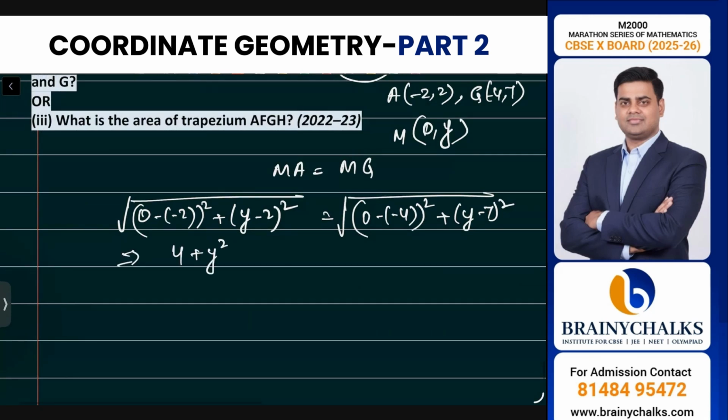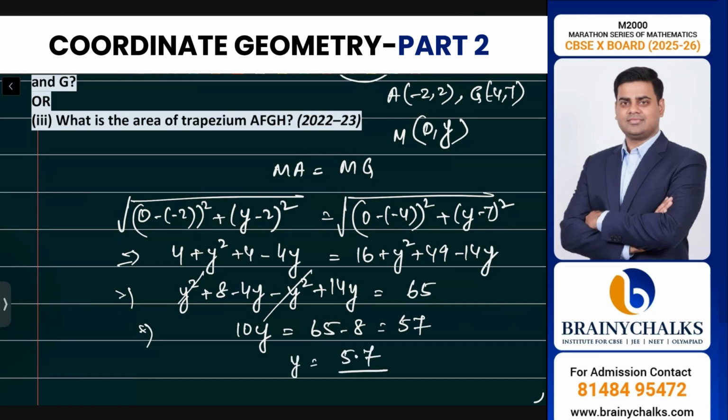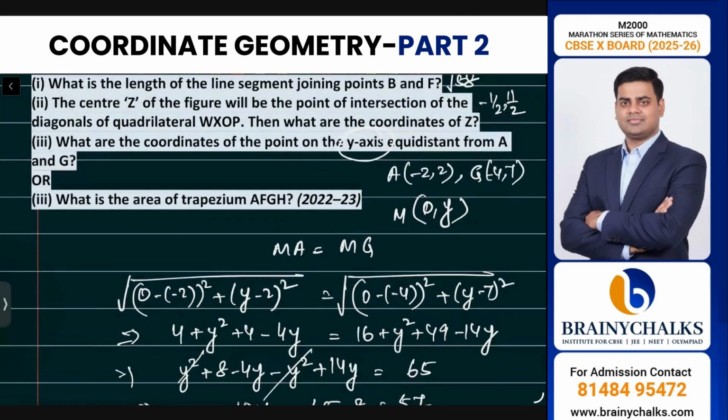So 4 plus y square plus 4 minus 4y, that is equal to 16 plus y square plus 49 minus 14y. So it will be y square plus 8 minus 4y minus y square plus 14y equal to 16 plus 49. How much will 16 plus 49 be? 65. These two get cancelled. 10y equal to 65 minus 8. So that is 57. So y equal to 5.7. So the value of y will be 5.7.